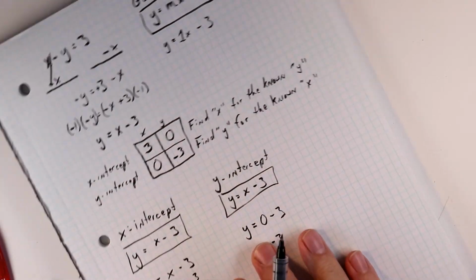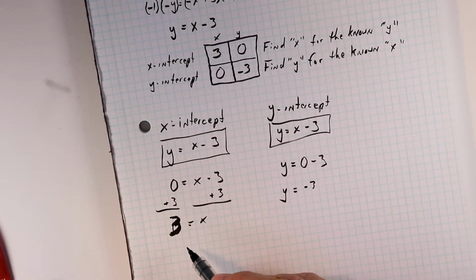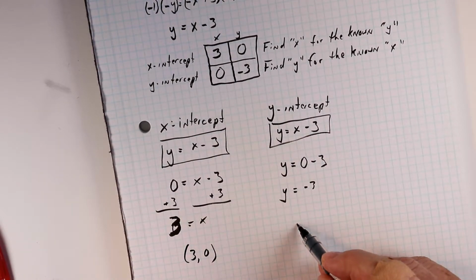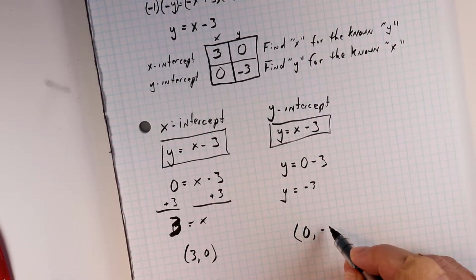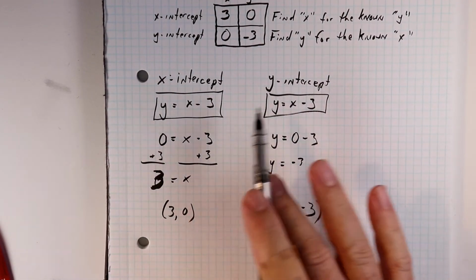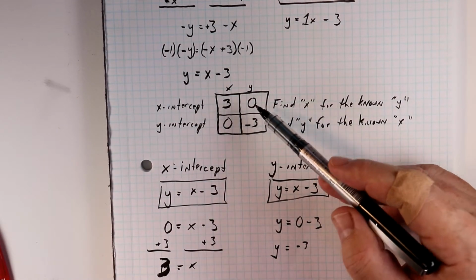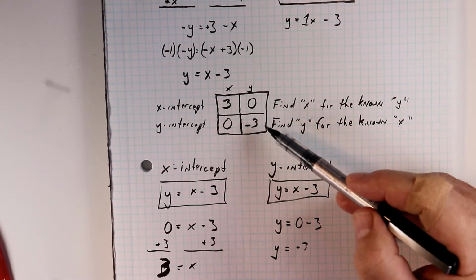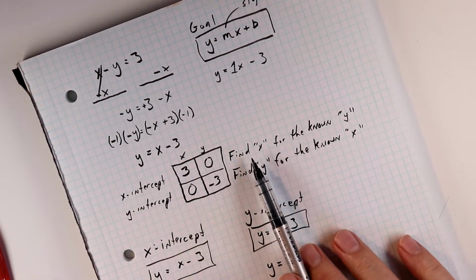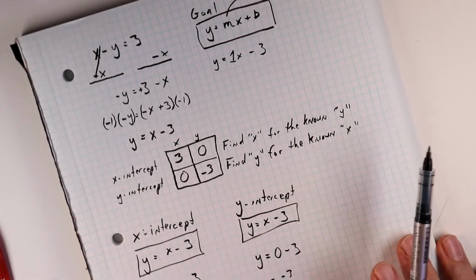Okay, so now we have our two coordinates for our x and y intercept. So for the x-intercept, it's 3, 0, and then the y-intercept is 0, negative 3. Okay, so we've just identified our x and y intercept. I like using this grid here just in the beginning when I teach it, just so you guys understand that we're finding the empty boxes. And then a little reminder is when we're finding the x-intercept, we find x for the known y, and for the y-intercept, we find y for the known x.